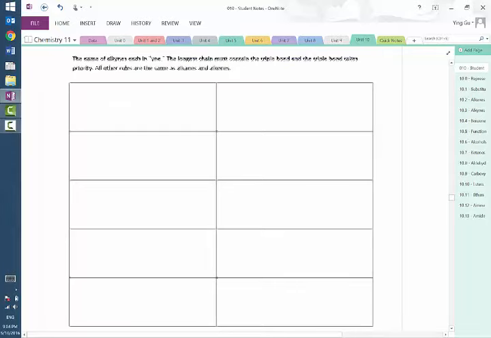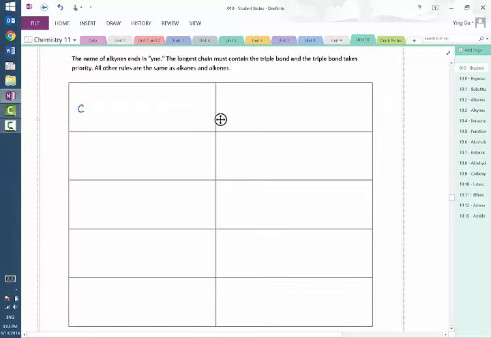Let's talk about naming rules. Now the naming for alkynes is actually rather simple and straightforward. It's very similar to the alkenes, except it doesn't have any of that silly cis and trans business. Okay? So here we go.